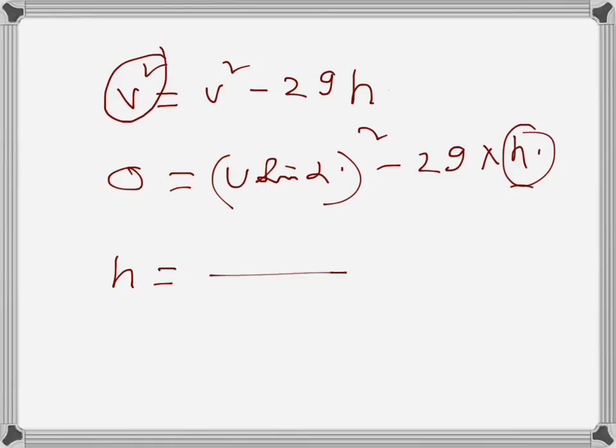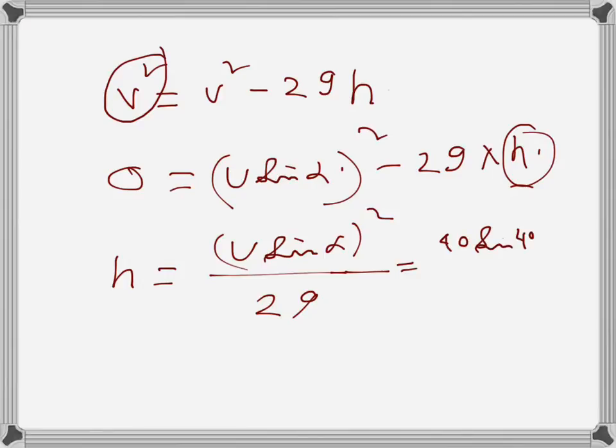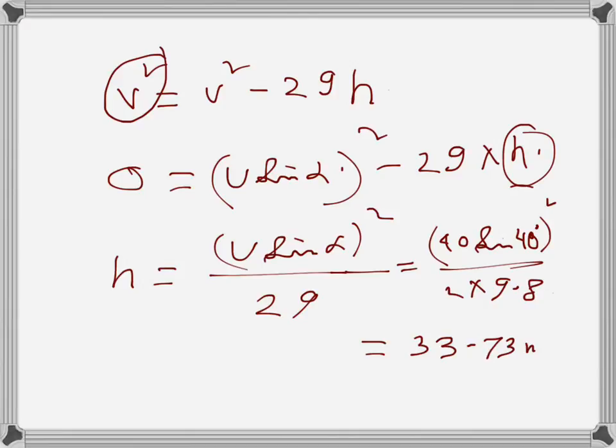So this will be u sine alpha whole square over 2 times g. So this will be 40 sine 40 degree, whole square, over 2 into 9.8, since it's in MKS unit. So that will be 33.73 meters. So that's the maximum height.